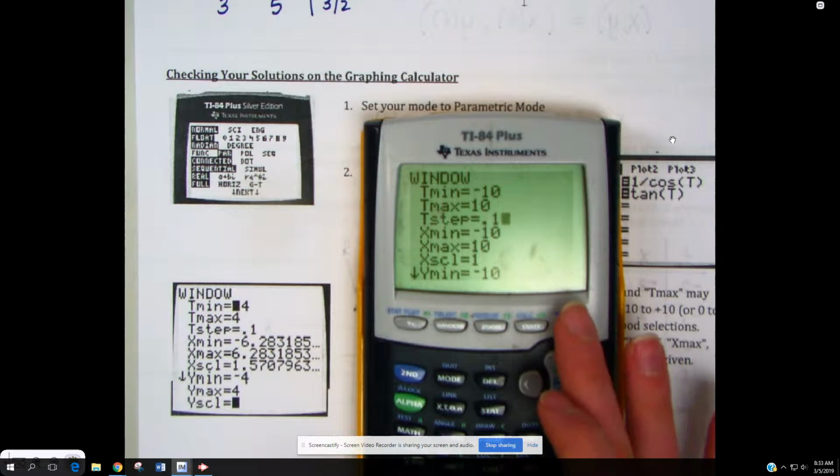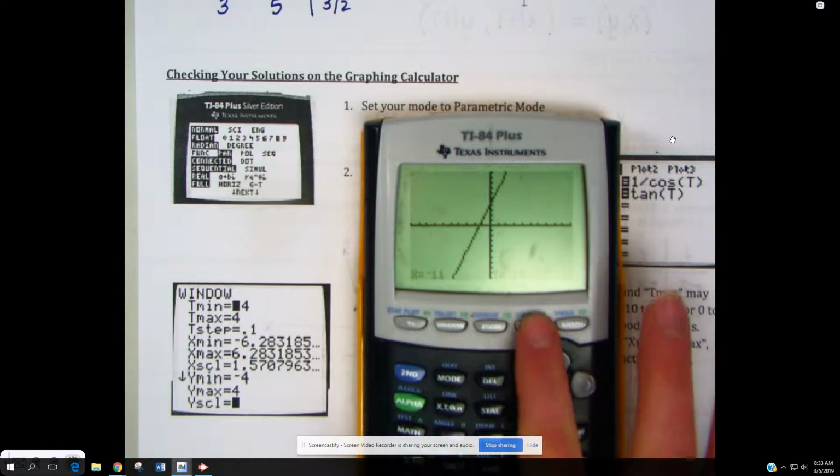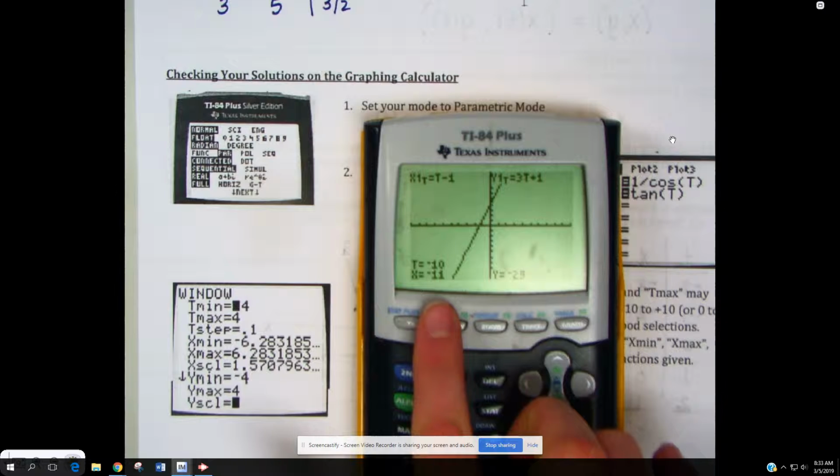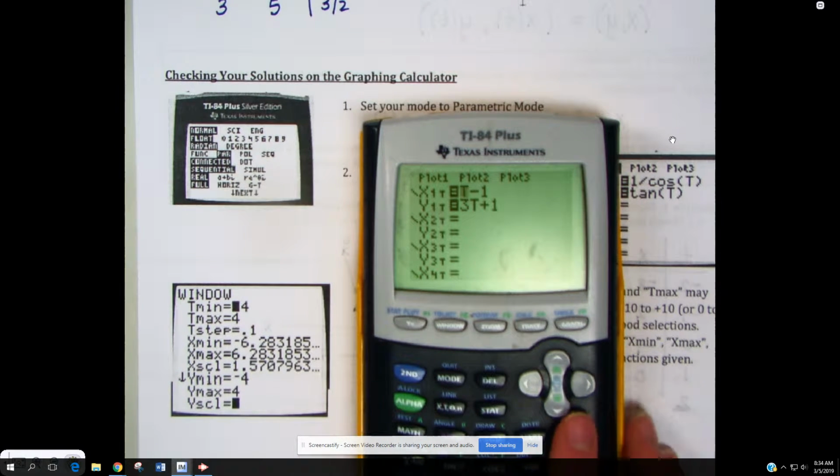Now when I hit graph, it will look exactly like the XY plane, but if I were to hit trace, it's going to give me these values that are associated with my T values and my X and Y values. So that one, hopefully, we could check that against the front side, is a perfect copy of my graph. So we could try it again. We could work on the second one.